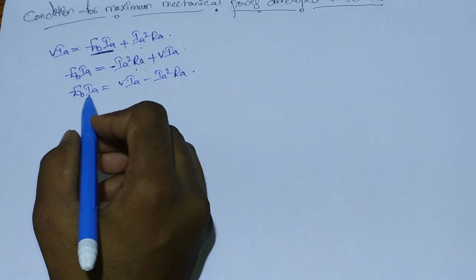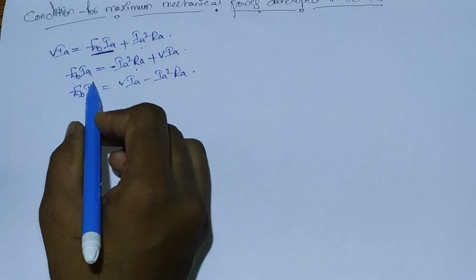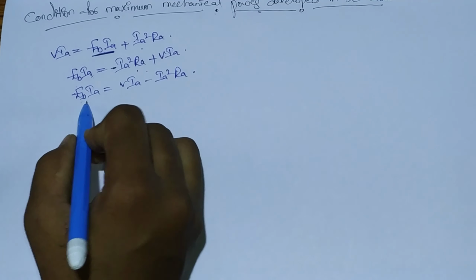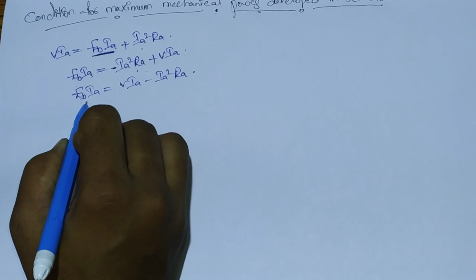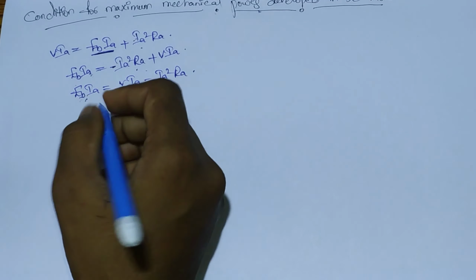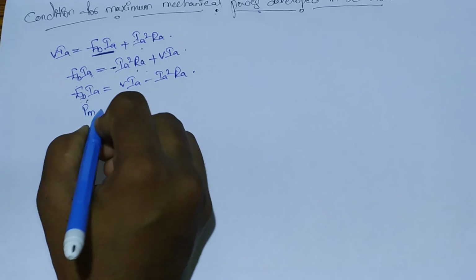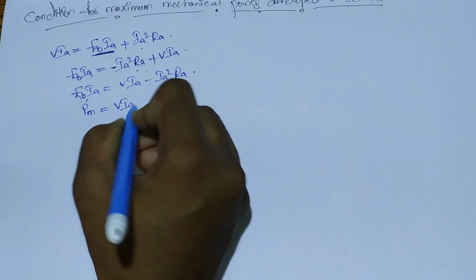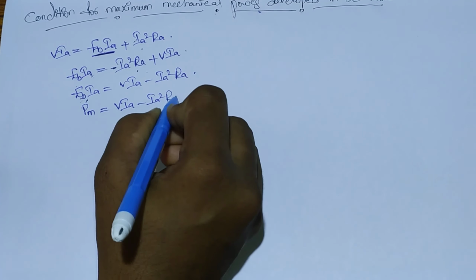And here we can call this EBIA, meaning this is the power developed in an armature. So we can call it, this is also mechanical power developed, and that will be represented with the letter PM. So PM equal to VIA minus IA square RA here.